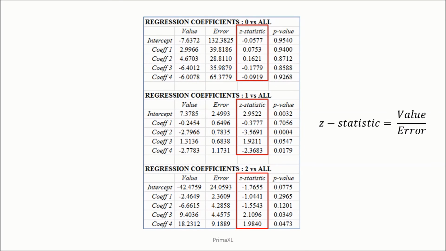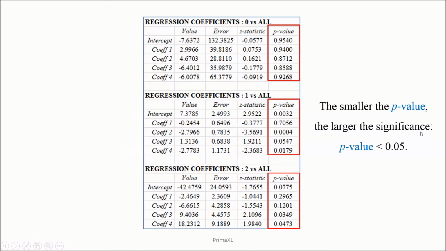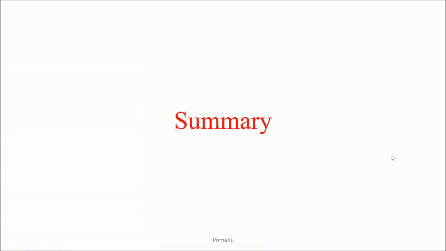In the next column, we have the z-statistics, which are calculated by dividing the coefficient value by the error. In the last column, we have the p-values. The p-value is such that the smaller it is, the more statistically significant the coefficient is. Usually, when the p-value is smaller than 0.05, we say that the corresponding coefficient is statistically significant.